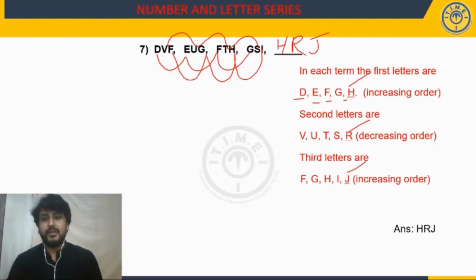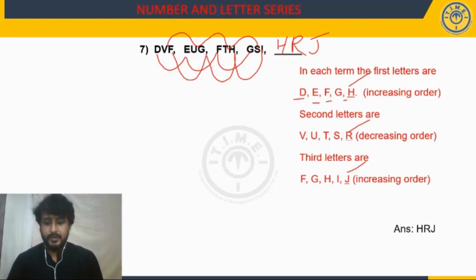Consecutive letters in increasing order for the first set of letters. For the second set of letters, consecutive letters in decreasing order starting from V, and for the third set of letters, consecutive letters in increasing order starting from F, and the required group is H, R, J.